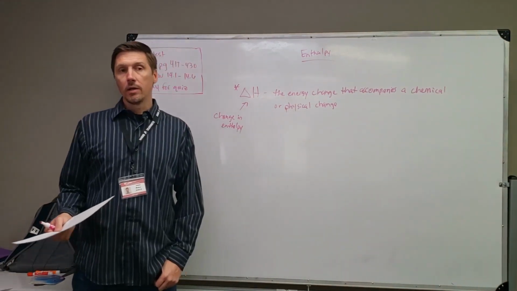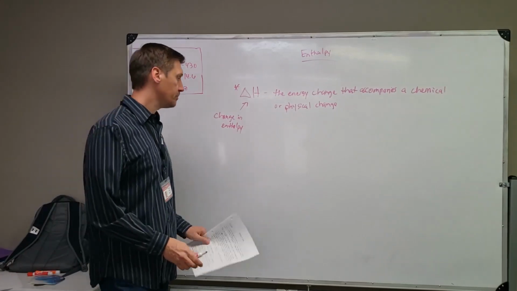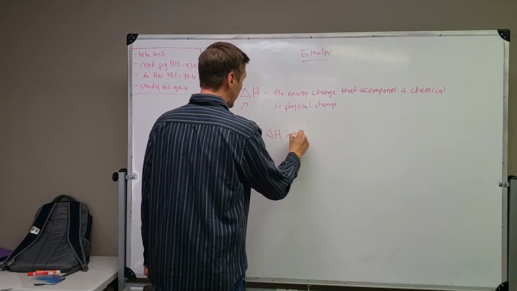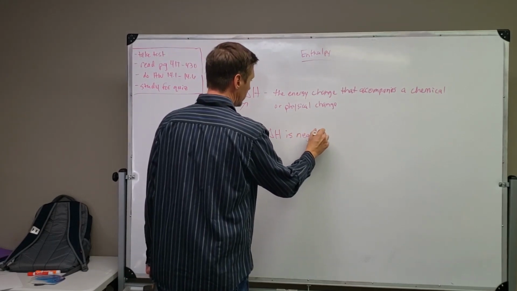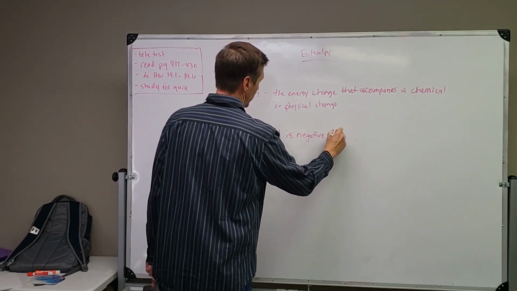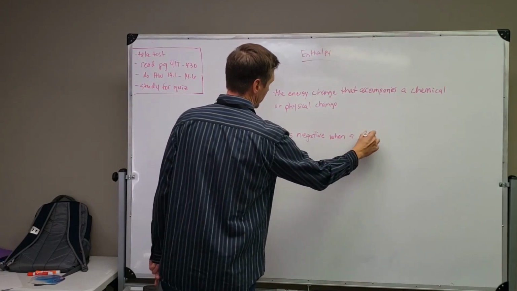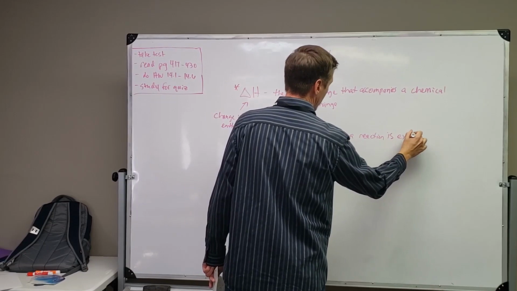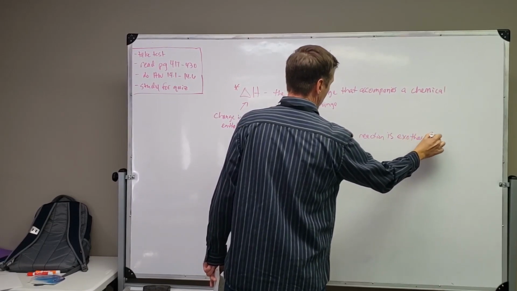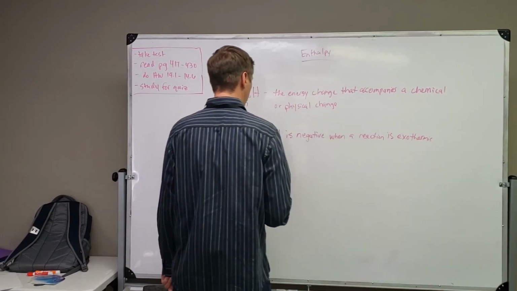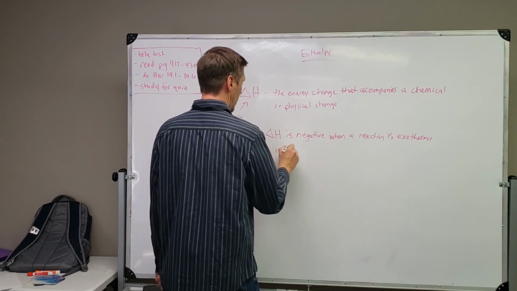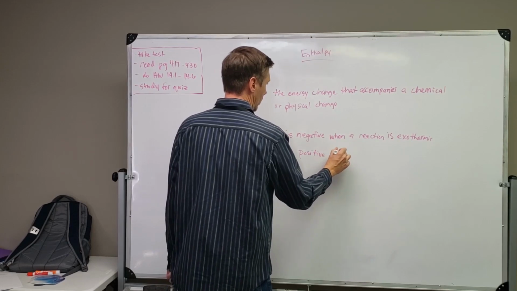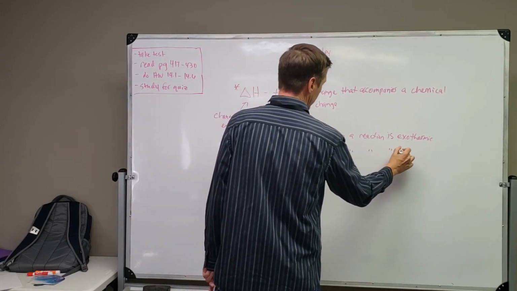Now we're talking about chemical reactions, and we calculate change in H. Change in H is negative when a reaction is exothermic. All right, and then the opposite is true. Change in H is positive when a reaction is endothermic.